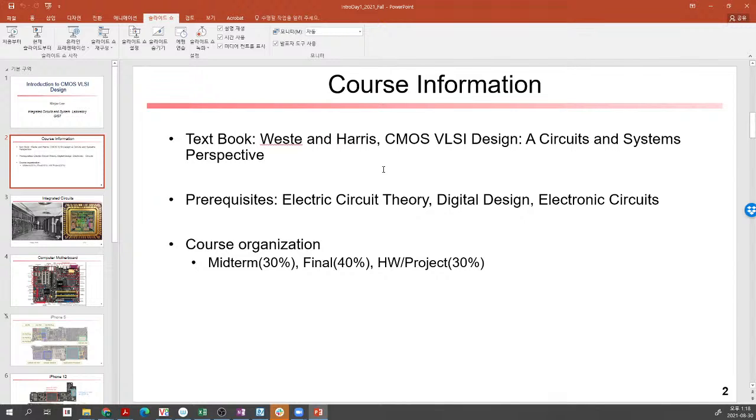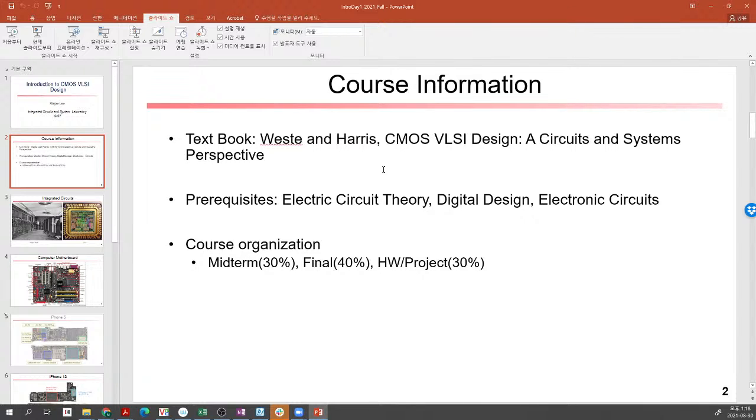This is course information. The textbook is written by Weste and Harris, and the prerequisites are electric circuit theory, digital design, and electronic circuits. So you have to be aware of all the contents from the prerequisites.